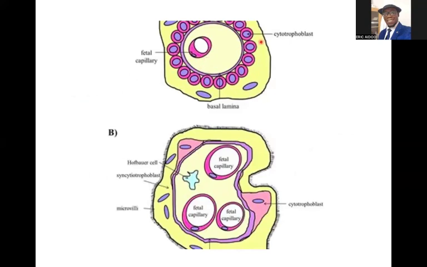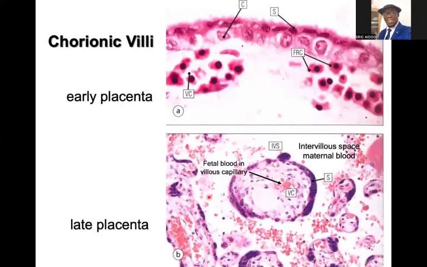So this is just a drawing showing you the architecture of the placenta, especially the fetal portion. You have cytotrophoblast there, and then the yellow portion will be the syncytial trophoblast. That's the Hofbauer cell. The microvilli, the fetal capillary is formed, another fetal capillary, right? So this is the early stage, and this is a later stage. Because at this point, you have only one fetal capillary. Now they have multiplied, because you want to establish a rich capillary network.